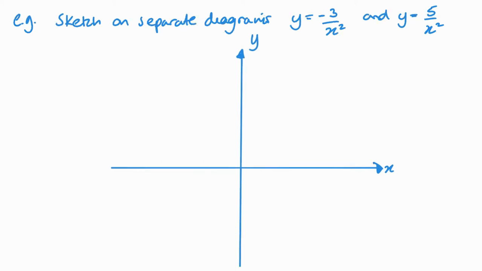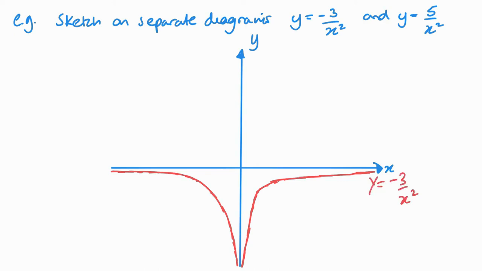Let's look at one more. So I'm going to draw y equals minus 3 over x squared. This one is on the bottom here. Again, making sure that I am heading towards the axes. I try and get this one symmetrical as best I can, but it's just a sketch. So y equals minus 3 over x squared.